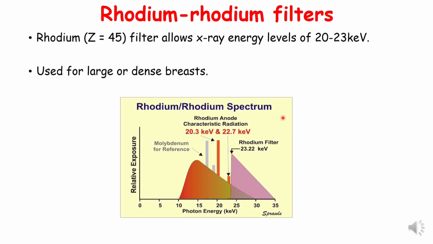Here, in this graph, we can see the rhodium target with rhodium filter combination. The graph shows that the target produces characteristic radiation at a level of 20.3 keV and 22.7 keV and is denoted in orange color. Now we have to remove photons with energy above 23 keV. So a rhodium filter is used for this purpose.